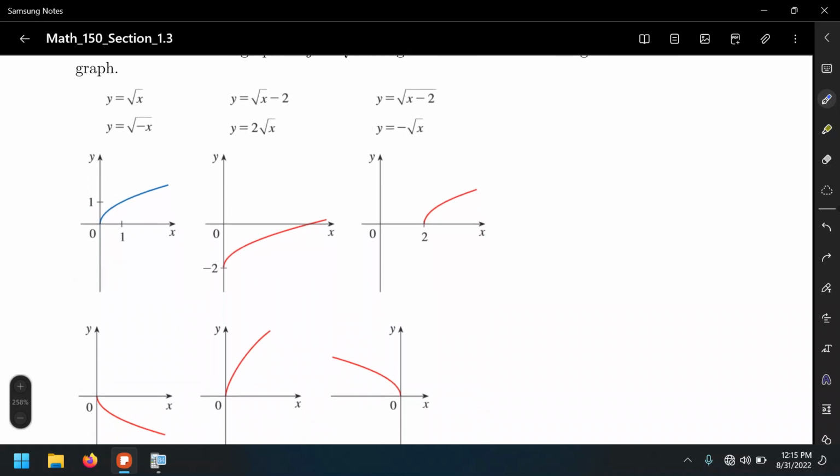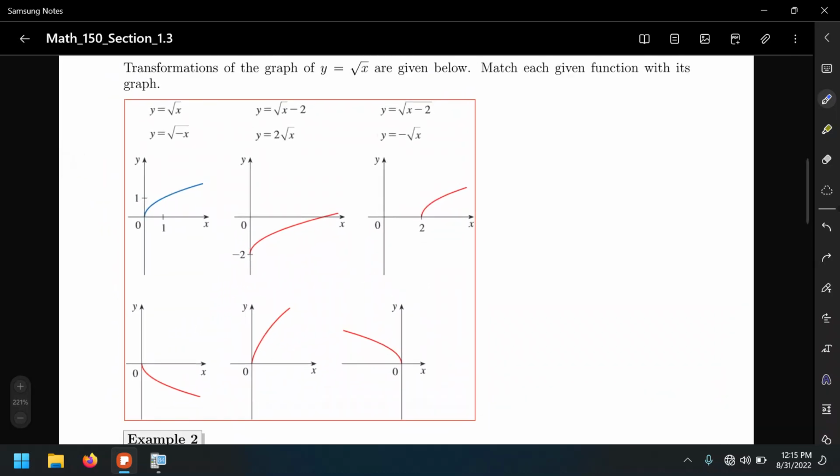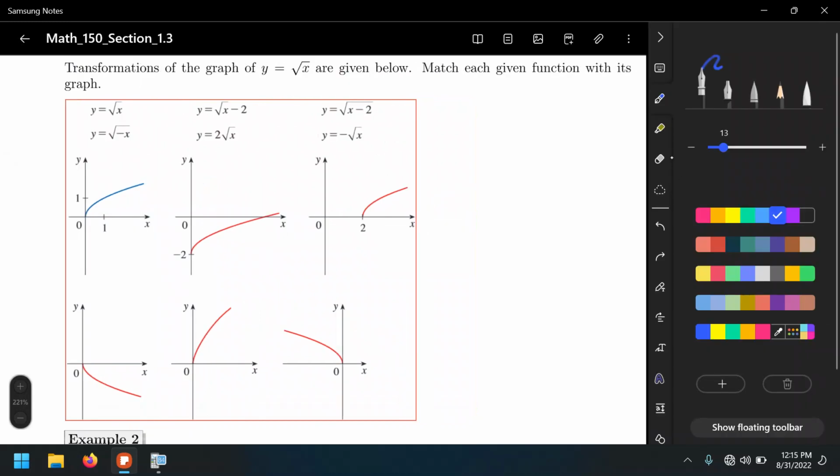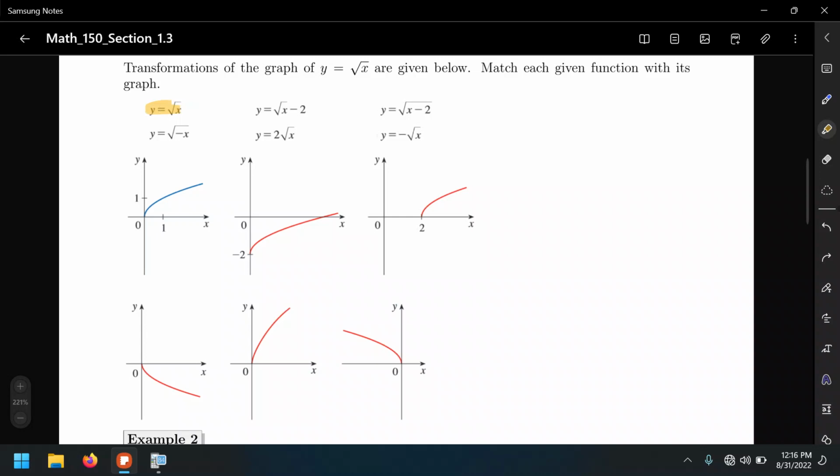All right, so this is what we're going to do. We're going to match each of the graphs. Of course, let me highlight the parent graph, the basic graph. So y equals the square root of x. This is the original graph. All right. Let's look at y equals the square root of x minus 2. Which of these remaining 5 graphs represent the shifting here?